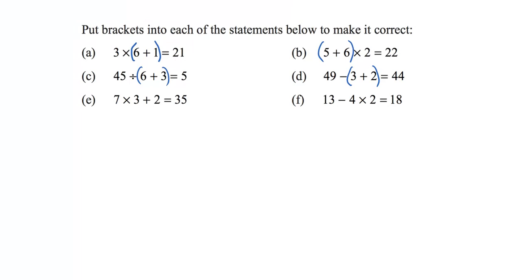Okay, now have a look at the next one. So we've got 7 times 3 plus 2 to make 35. Well, I need to do 7 times 5, and I can only create that 5 if I have the brackets around the 3 and the 2. So that is our answer there. Finally, in F, we have to make an 18. So how can we make an 18? Well, if we do 9 times 2, 9 times 2 makes 18, and we can generate that 9 by doing 13 take away 4. So we'll put our brackets there.